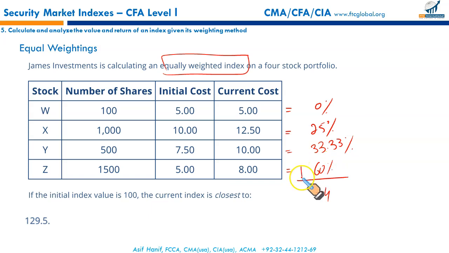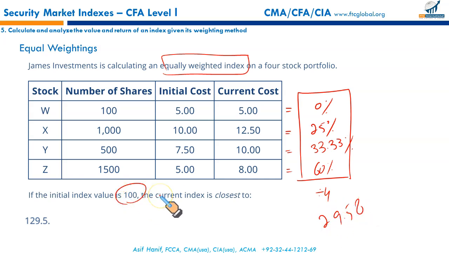Right? So despite the first stock W has 0 return, you will add all these. 0 won't have any effect on computations. 25 plus 33.333 plus 60 divided by 4, what you get is 29.58. If the initial value of the index was 100, this return 29.58 will increase it by this, so the closing index value will be 129.58, and that perfectly matches with the result given here.